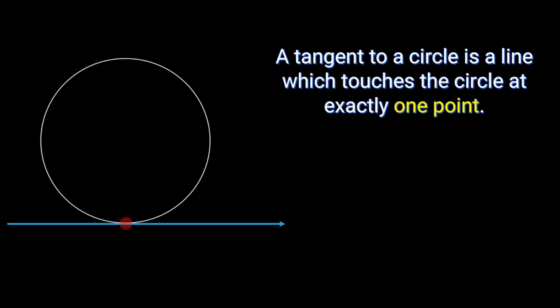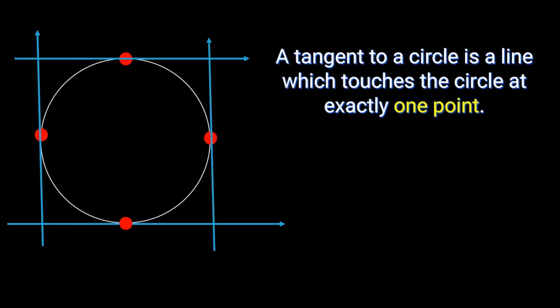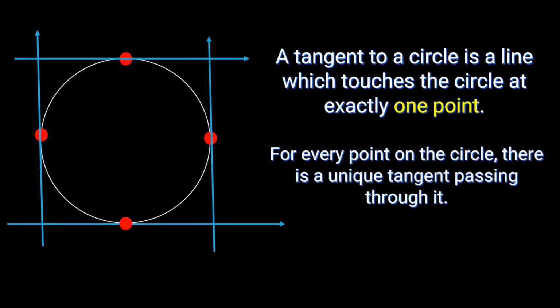Second thing is that there can be many points on the circle, as we discussed a couple of moments before. So how many tangents can there be for a circle? There can be an infinite number of tangents to a circle, right? For every point on the circle, there is a unique tangent passing through it. We cannot draw two tangents from a single point. If there is a single point, there can be one tangent to it.